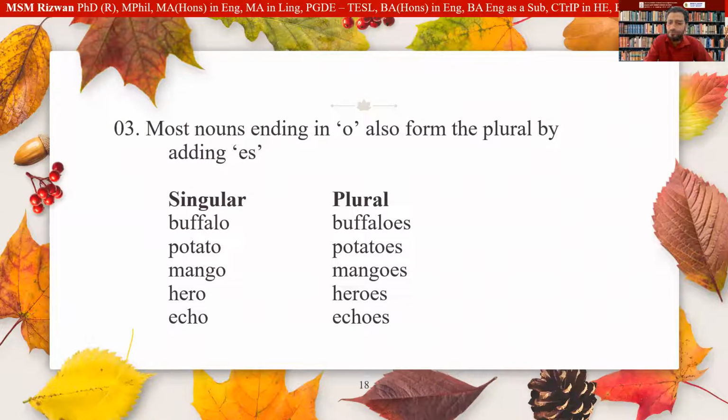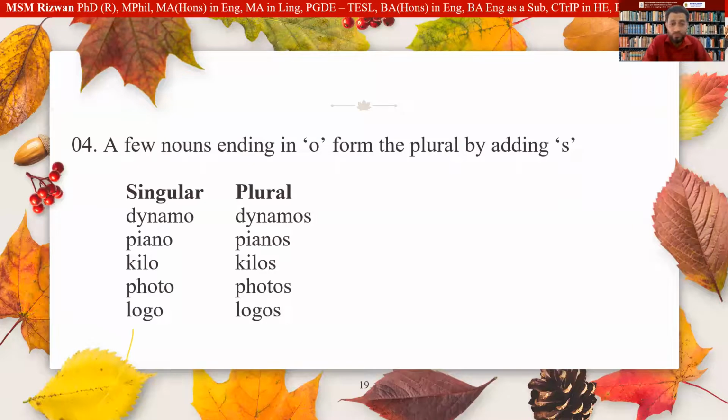Excuse me, sir. Shall I read it? Yeah, proceed. Potato, potatoes. Mango, mangoes. Hero, heroes. Echo, echoes. Some more examples in relation to that formation.